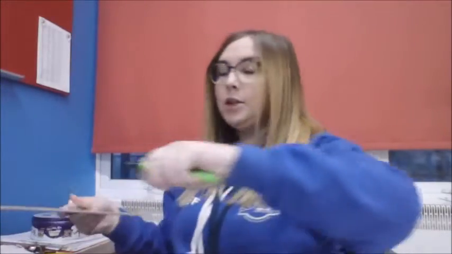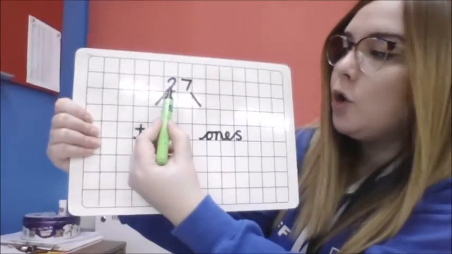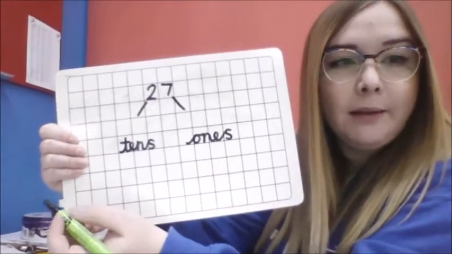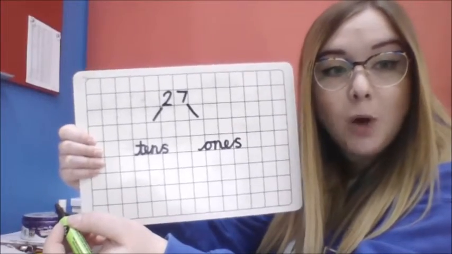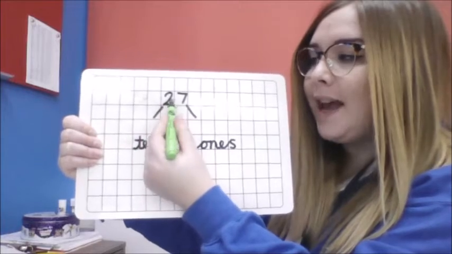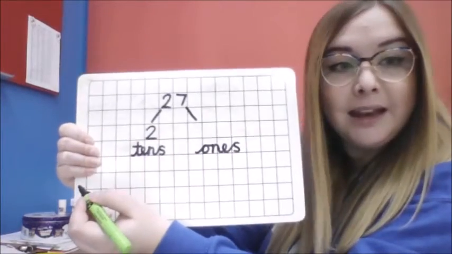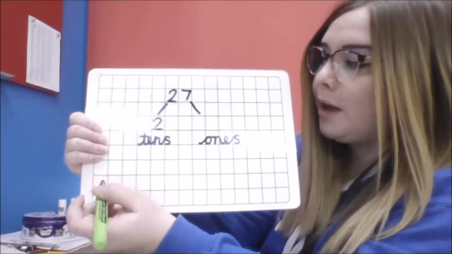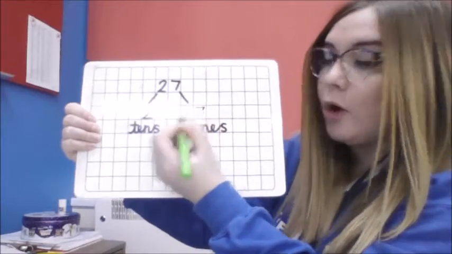So I've got a number here for us to have a go at. So here I've got a 2 and a 7, 27. And I've got to think about how many tens this number has got and how many ones this number has got. And I can see that because it's in the tens column, I've got a 2. So I've got 2 tens. And then if I look in my ones column, I can see that I've got a number 7. So I've got 7 ones.